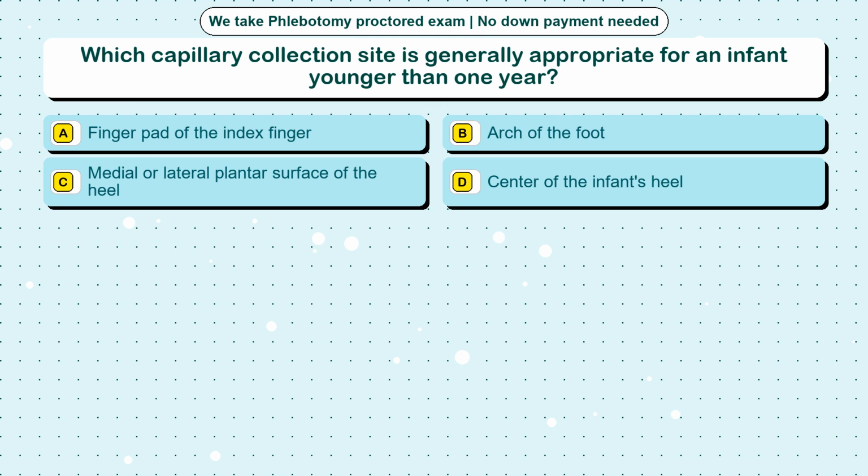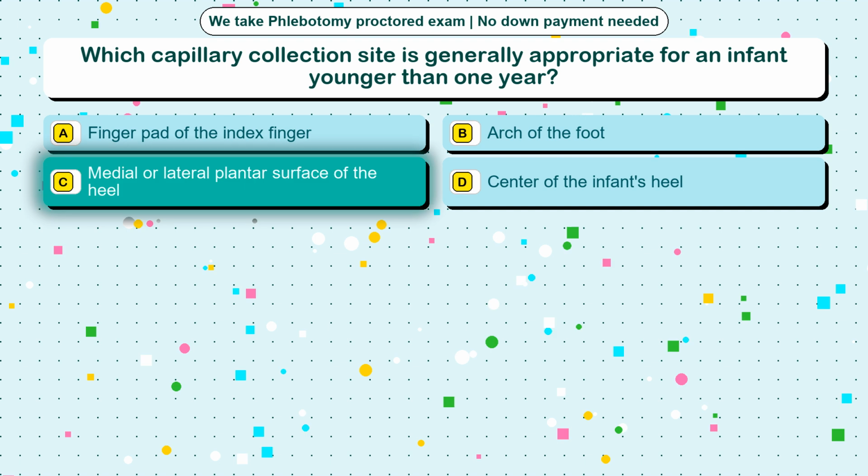Question 7. Which capillary collection site is generally appropriate for an infant younger than 1 year? Option A. Finger pad of the index finger. Option B. Arch of the foot. Option C. Medial or lateral plantar surface of the heel. Option D. Center of the infant's heel.